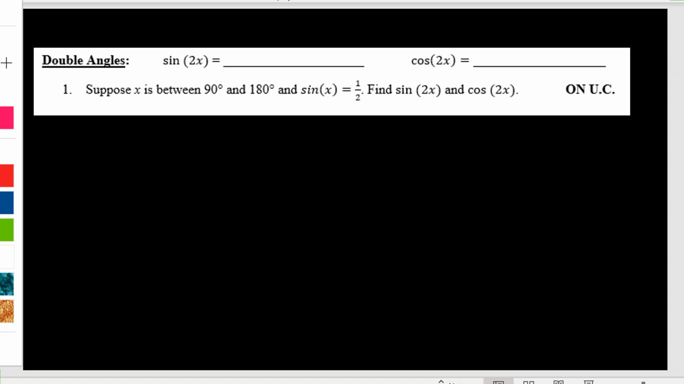Our double angle formulas go: sine of 2x is 2 multiplied by sine of x multiplied by cosine of x. And remember that x represents the original angle. Okay, and then cosine of 2x has its own formula. So cosine of a double angle is cosine squared of x minus sine squared of x.